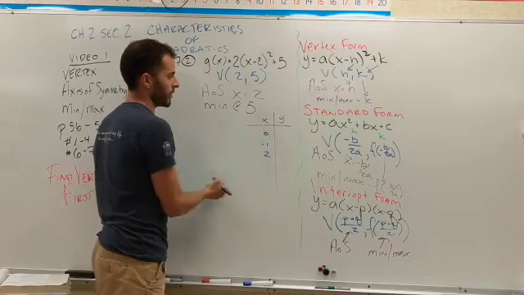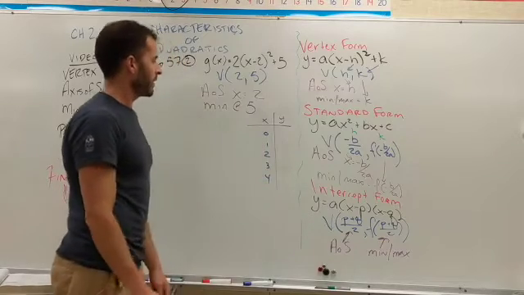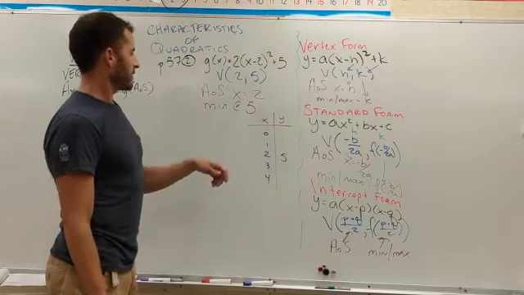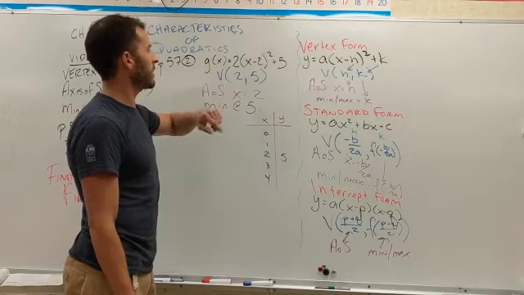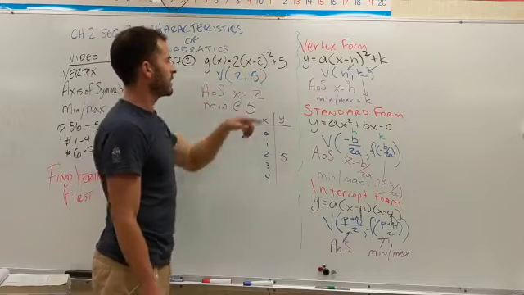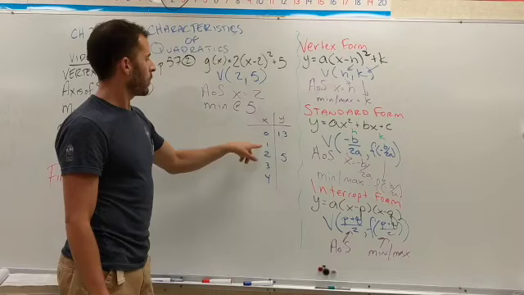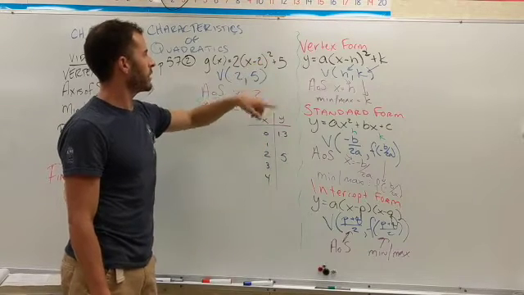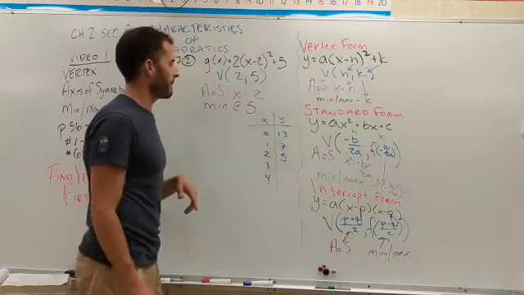Two numbers that are smaller, two numbers that are bigger. All right, (2, 5), I already know. So now let me plug in 0. 0 minus 2 is negative 2 squared, 4. 4 times 2 is 8. 8 plus 5 is 13. Now 1. 1 minus 2 is negative 1. Negative 1 squared is 1. 1 times 2 is 2. 2 plus 5 is 7.